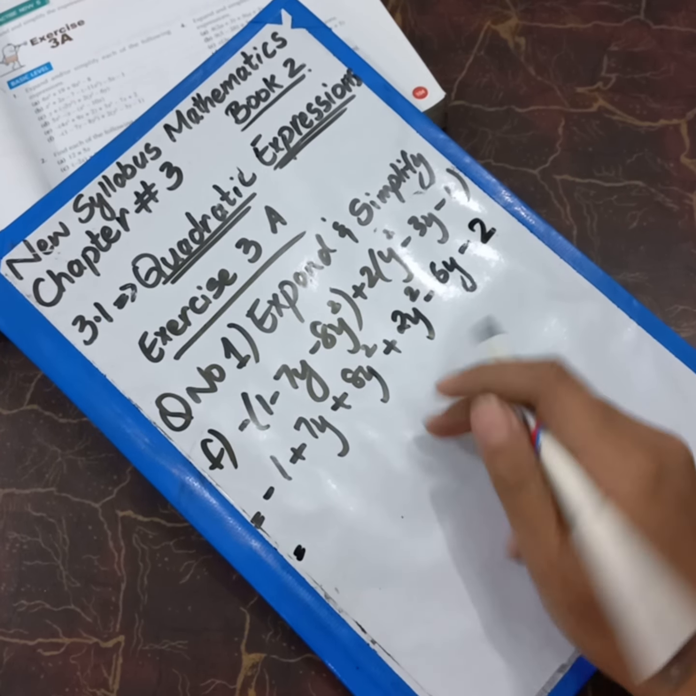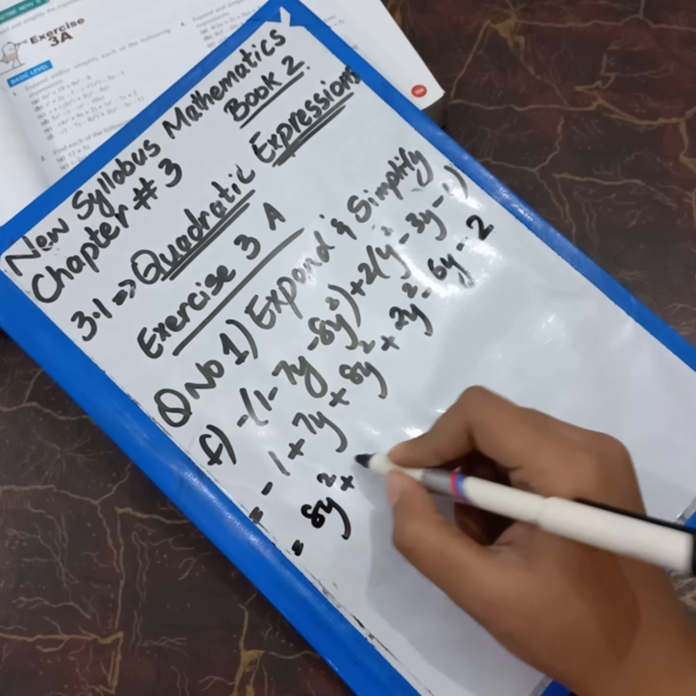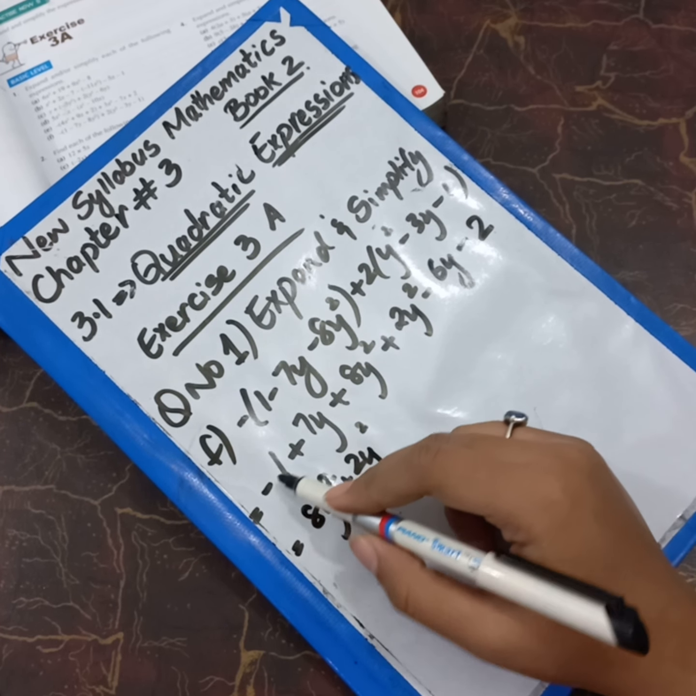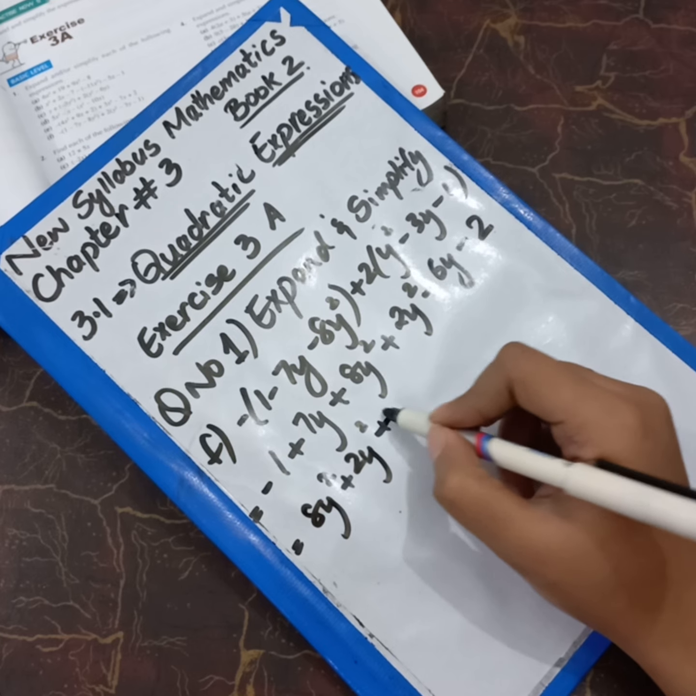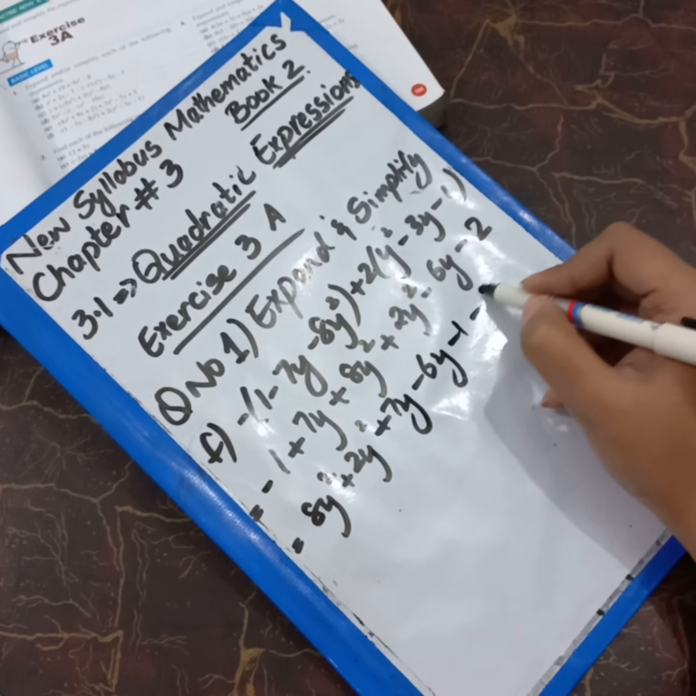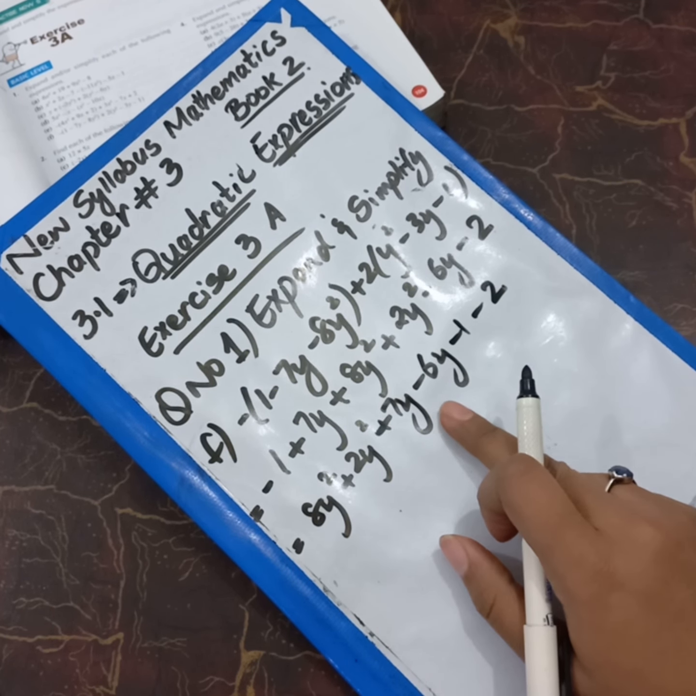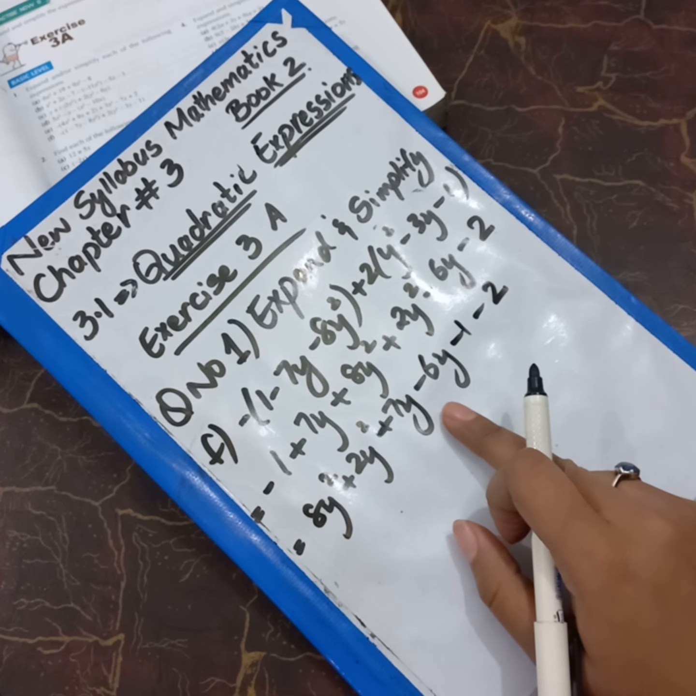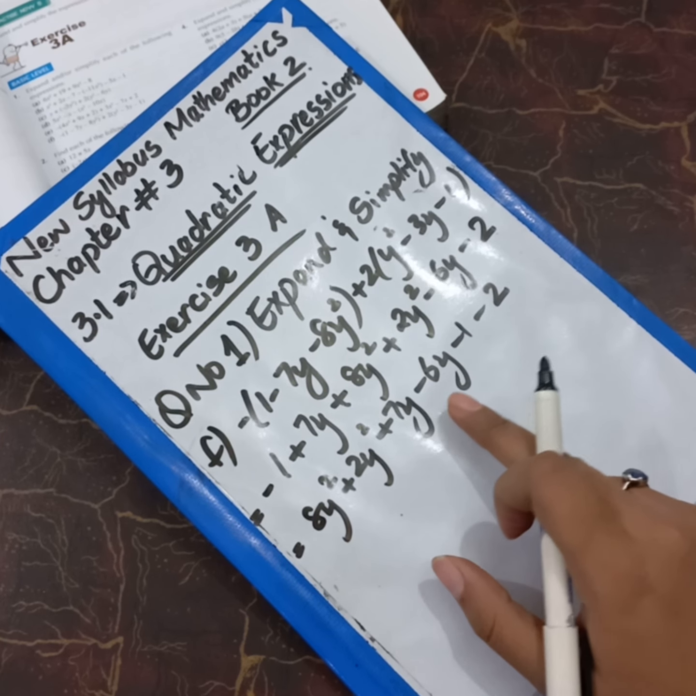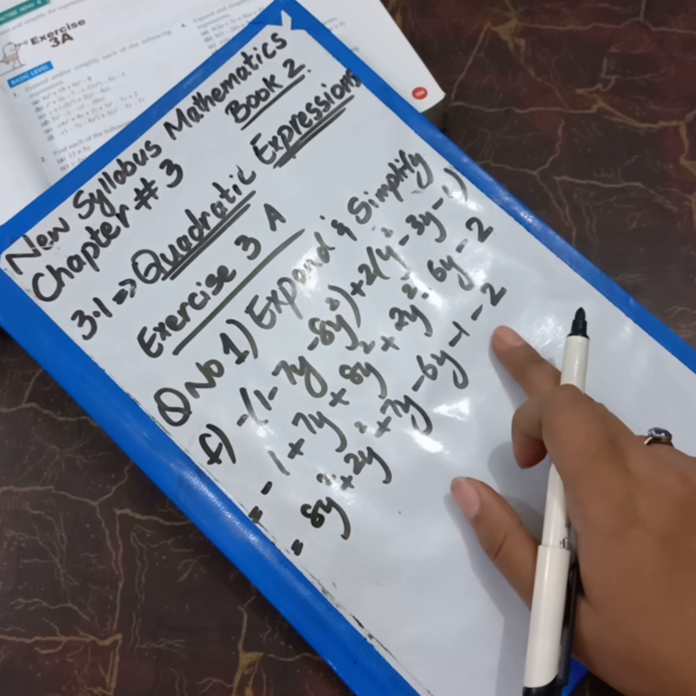Now gather the like terms. I will just gather them together along with their signs. Plus 2 8y square plus 2y square, then plus 7y, minus 6y, then minus 1 and minus 2, the constants. Power terms first, then the variable with the single power, then the constants.